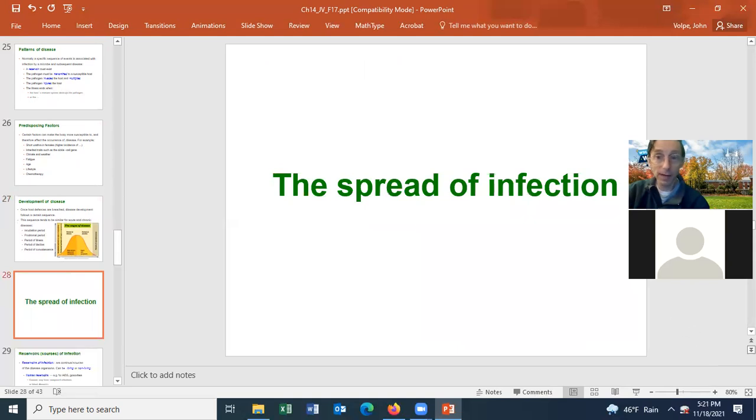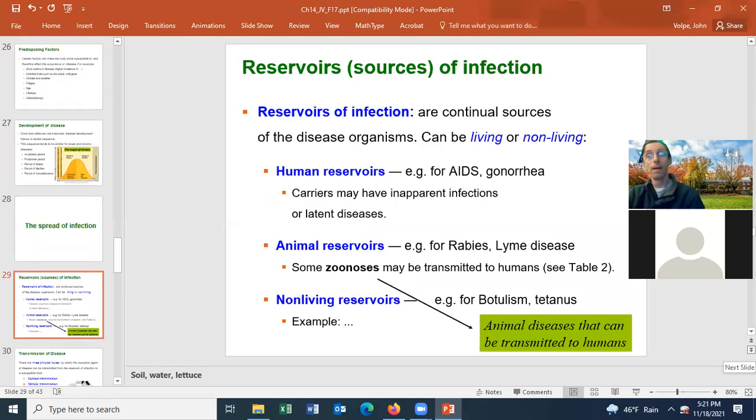All right, let's talk about the spread of an infection. In order for an infection to spread, it has to have a reservoir. A reservoir is a source of infection. Reservoirs are continual sources where the disease organism can be found. The reservoirs can be living or non-living. Human reservoirs are a major reservoir for human diseases. And obviously another human can have a disease-causing organism and then will be a reservoir for spreading that disease.